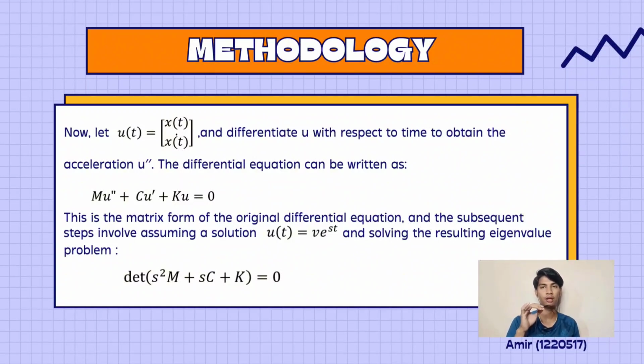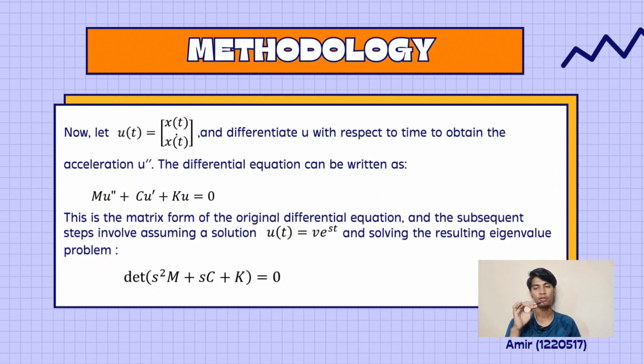So we let u(t) equal to [x(t), x dot(t)], and we differentiate u with respect to time to obtain the acceleration u double prime. The differential equation can be written as Mu'' + Cu' + Ku = 0. This is the matrix form of the original differential equation, and the subsequent steps involve assuming a solution u(t) equals v e^(st) and solving the resulting eigenvalue problem.